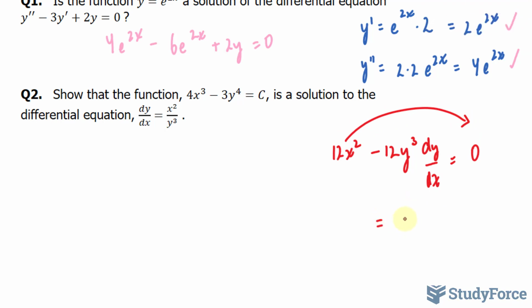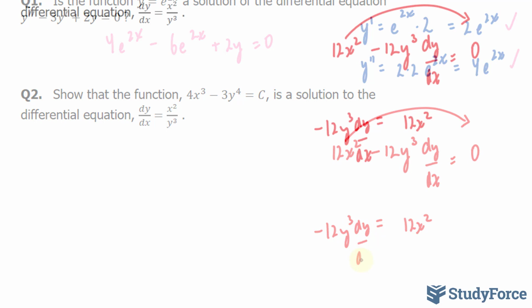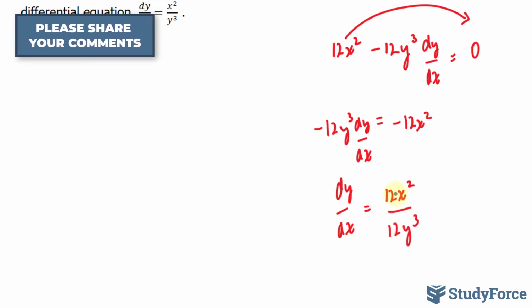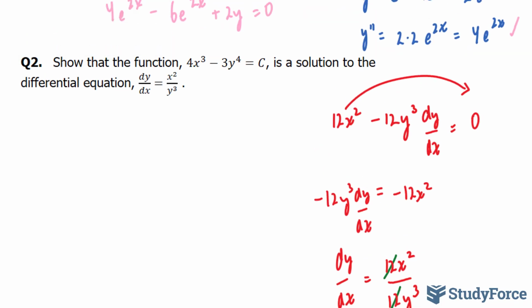This gives me 12x to the power of 2, and on the left side we have 12y to the power of 3 dy over dx. And of course this makes the right side negative. Now dividing both sides, as mentioned before, by negative 12y to the power of 3, I end up with dy over dx is equal to 12x squared over 12y cubed. This will cancel out. And so this, in fact, is a solution to the differential equation highlighted.